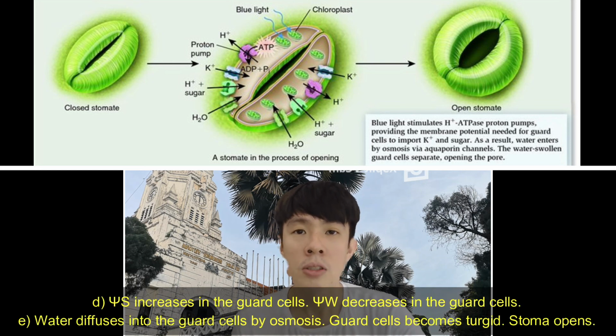D. Solute potential decreases in the guard cell. Water potential decreases in the guard cell. E. Water diffuses into the guard cells by osmosis. Guard cells become turgid. Stoma opens.